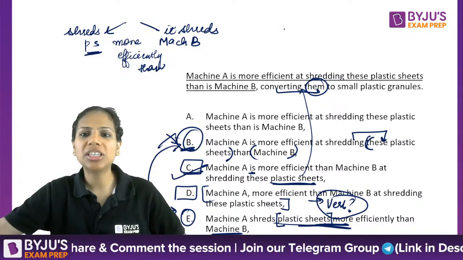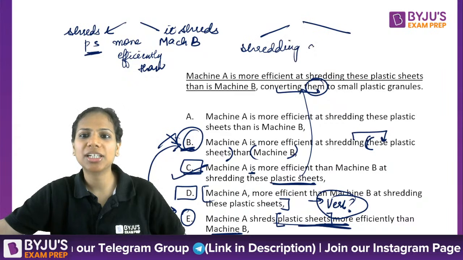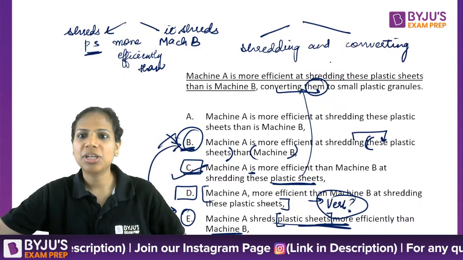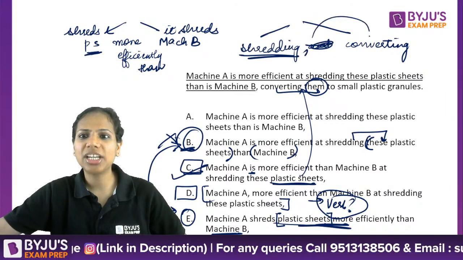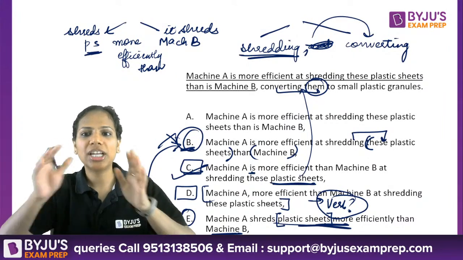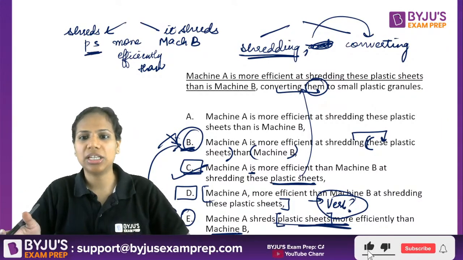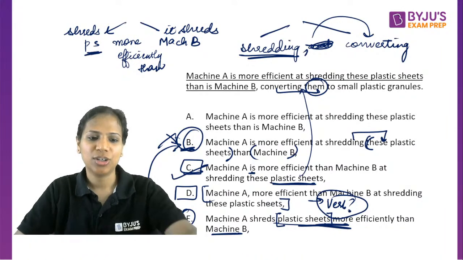No, I don't mean that these two things are separate. Shredding and converting are not two separate activities that I need to join using and. Basically I'm saying it is shredding, and what is the result? The result of all this shredding is that they get converted to small plastic granules, right? So shredding and converting are not two separate activities. The conversion is a result of shredding. That's why and will be incorrect here in fact.